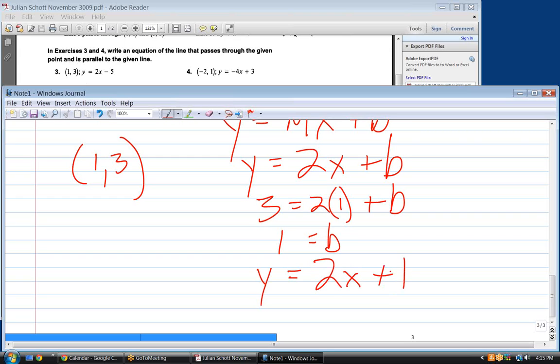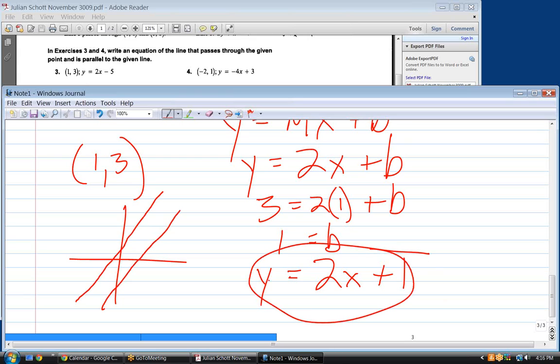Precisely. Notice that that's quite different than the one they gave us, but only different in its y-intercept. This y-intercept was -5, this y-intercept was +1. So the first equation looks like that. The second equation has exactly the same slope but goes through a different y-intercept. This one is that equation.